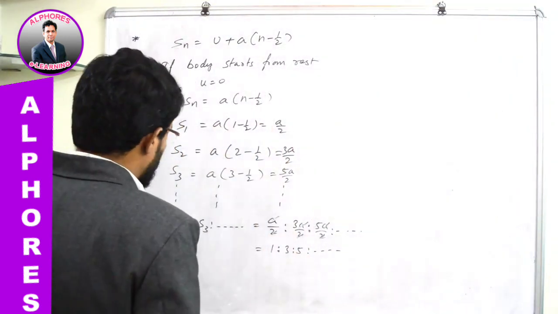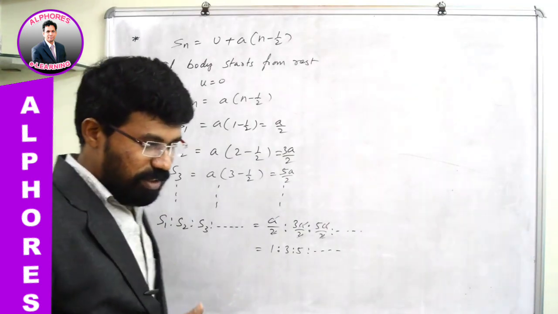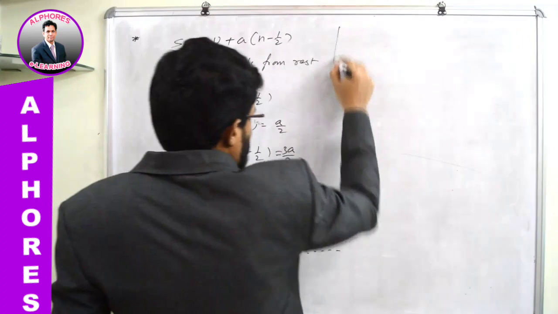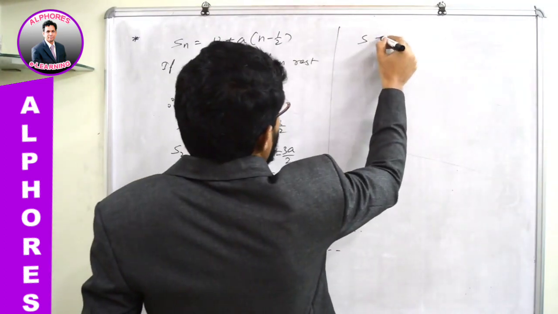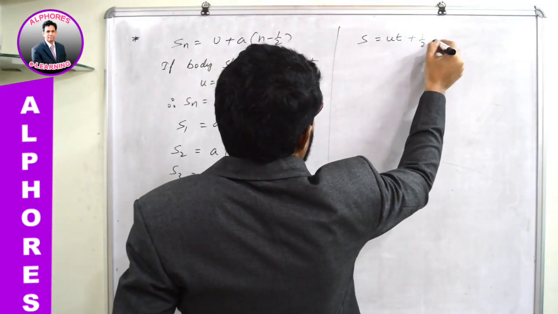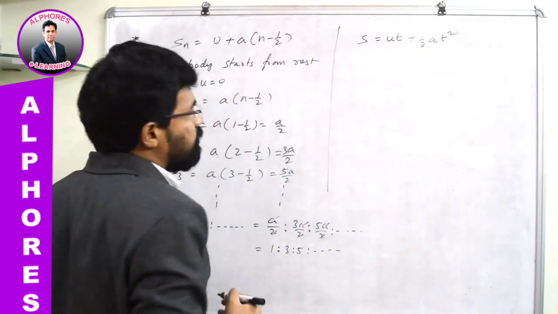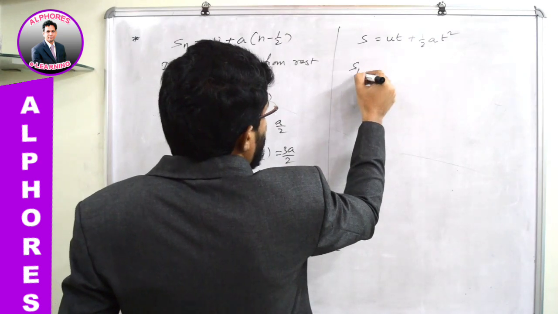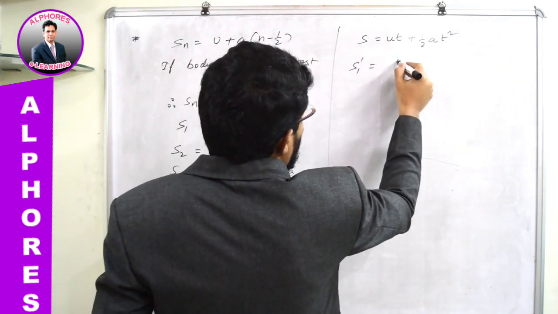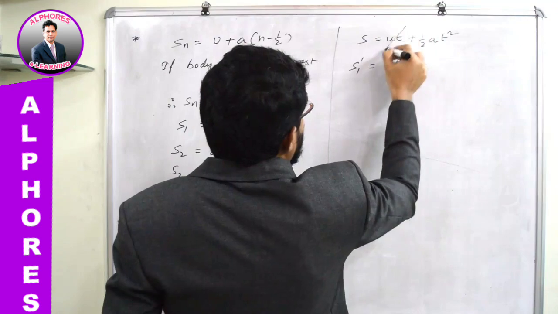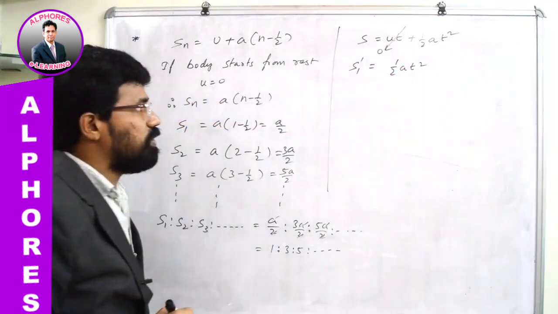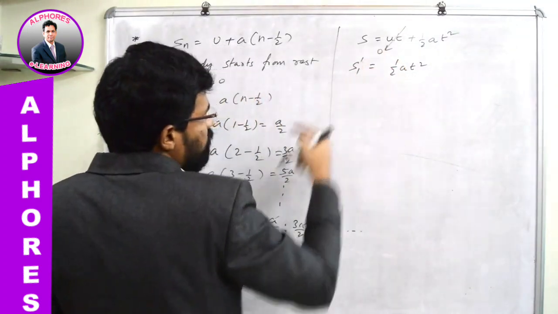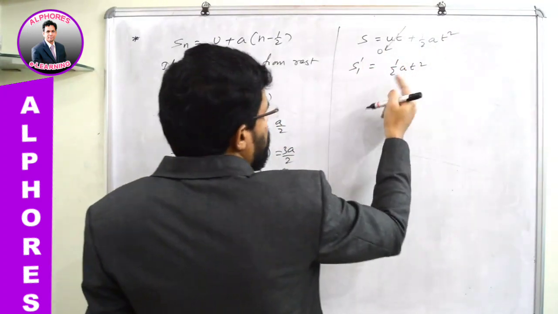What happens in the case of distances traveled in 1 second, 2 seconds, 3 seconds, 4 seconds? Its counterpart is S equal to ut plus half at square. So this equation gives us the total distance covered by the body in t seconds. So in the first second, let us say it has traveled a distance equal to half at square. Here also the body starts from rest, so the initial velocity is 0. So if u is 0, from this equation this term vanishes. So S1 dash is what? The distance traveled in the first second.